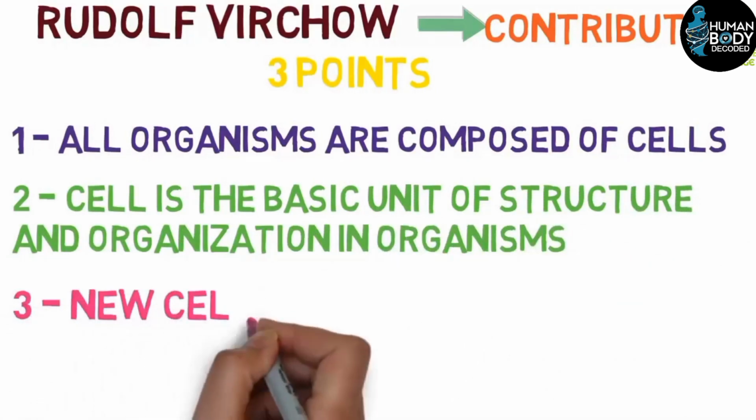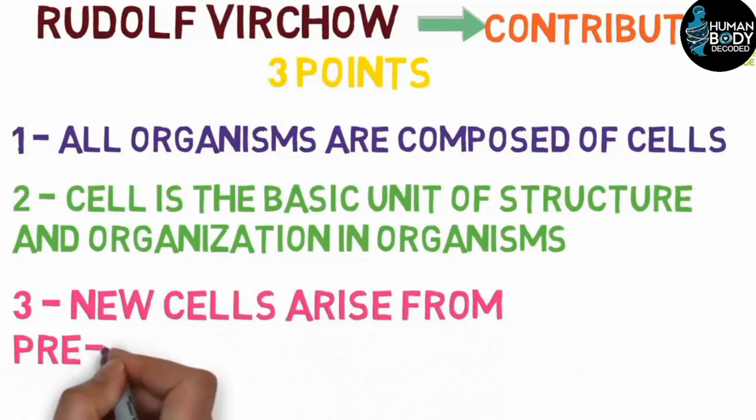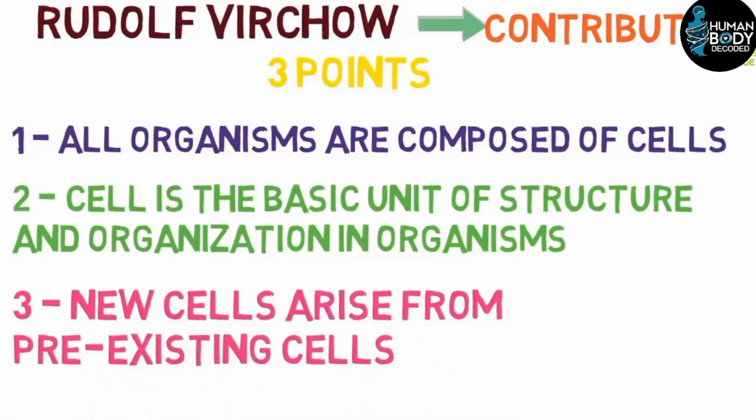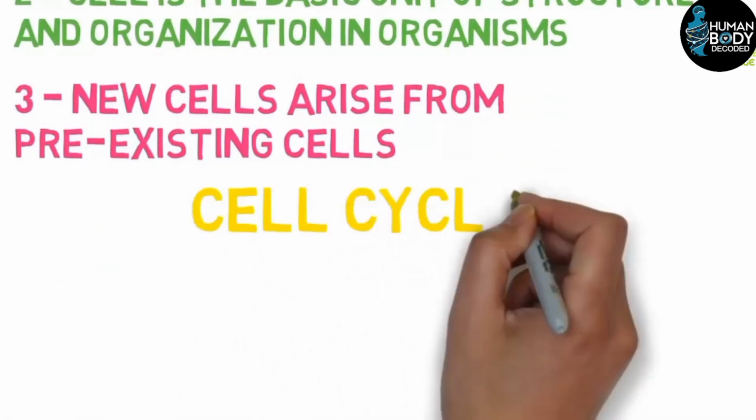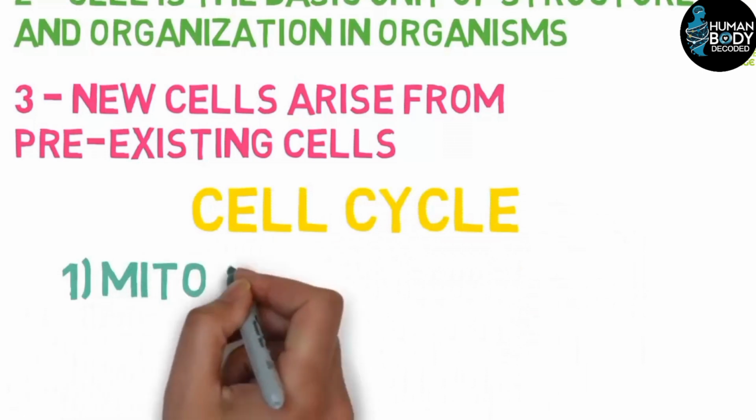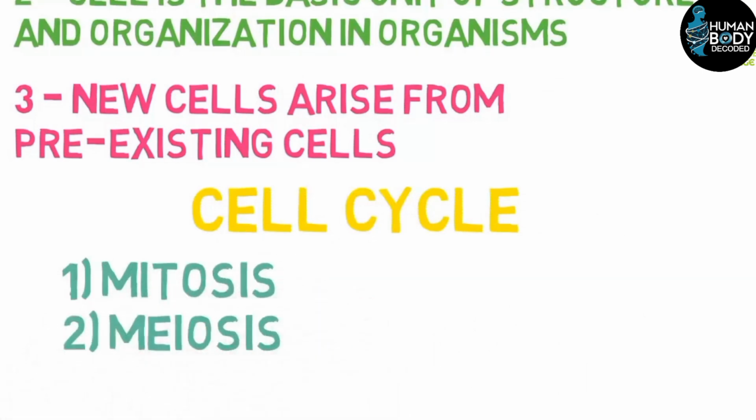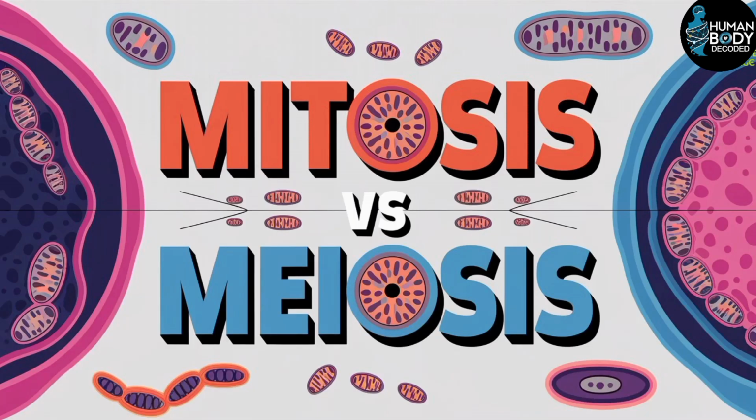Point number three, new cells are created from previously existing cells. This process occurs through the cell cycle, which consists of two types, mitosis and meiosis. If you would like to learn more about how cells are formed, I have created a separate lecture on this topic, as well as one detailing the differences between mitosis and meiosis.